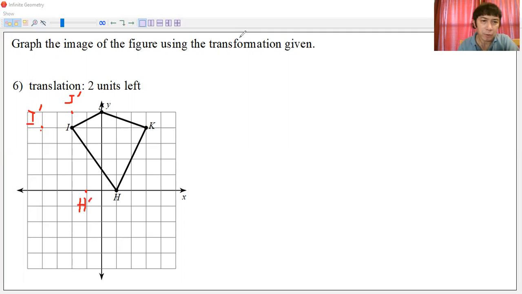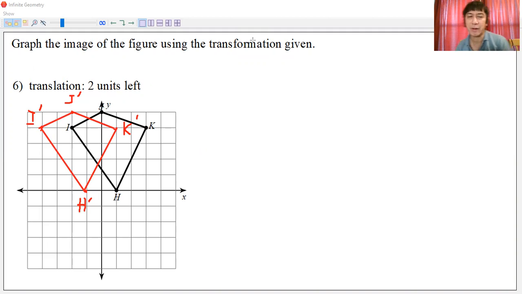There. And then the K prime. Okay, that should be it. K prime. Yeah. And then we will just connect this all. So I will start from here, and then here, and then here, and then here. There. Okay.